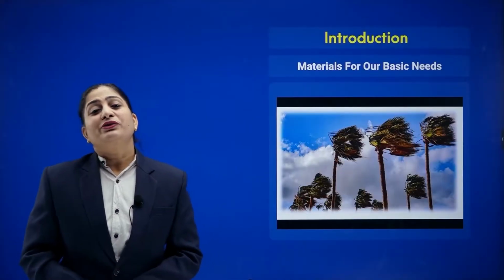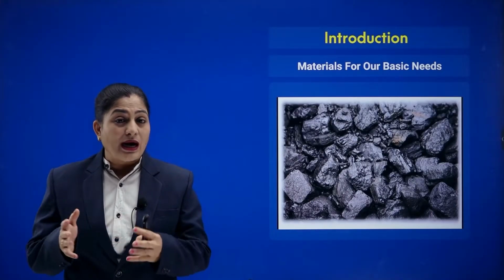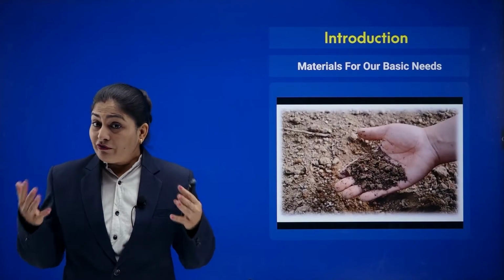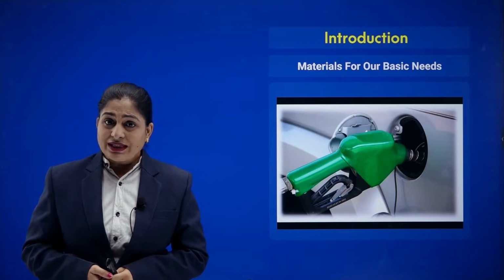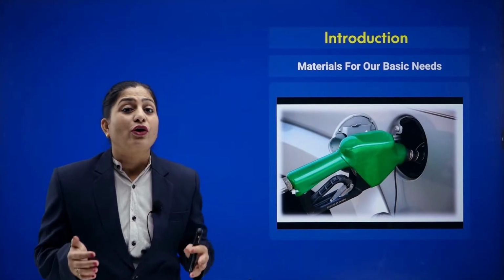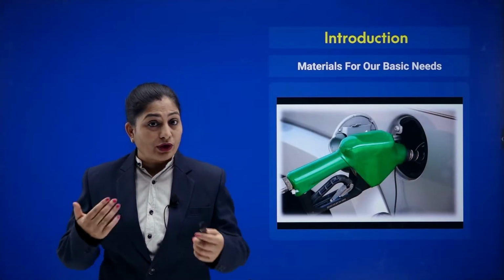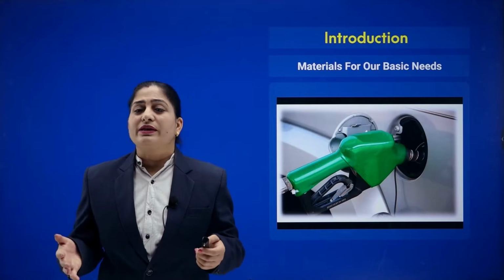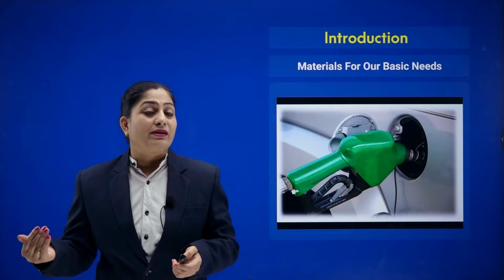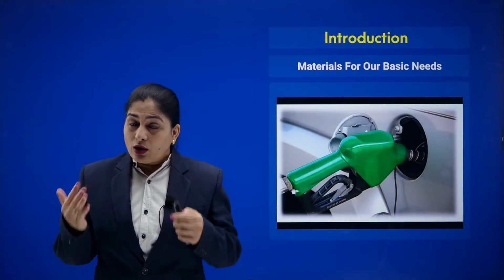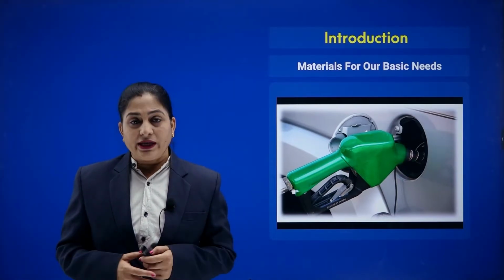So, when we talk about the introduction part, it tells us what coal and petroleum are and from where we get them. As you can see in this image, the materials are for our basic need. We know that there are certain things which are very necessary for us, without which we cannot live, like air, like water, like food. Along with those substances, there are still certain materials which are very important in our life.